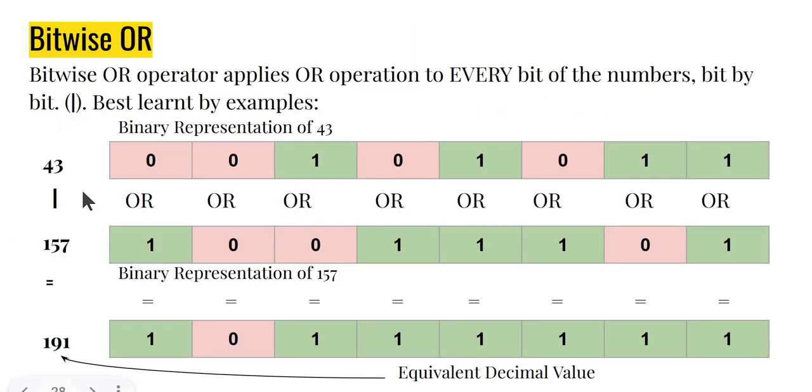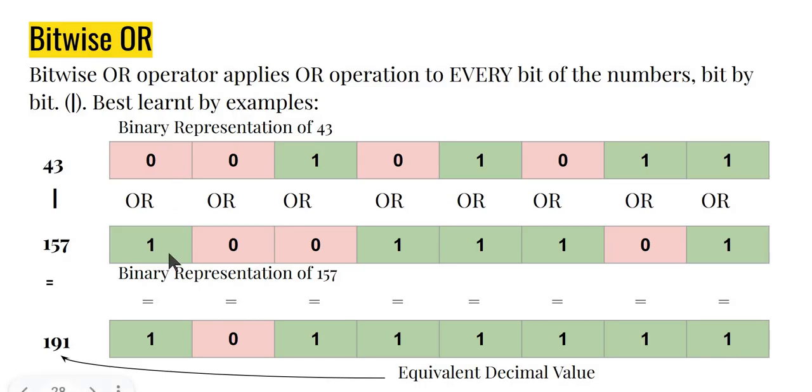Once again, let's look at an example because examples make it much clearer. We will do a bitwise OR between 43 and 157. The symbol is this pipe operator. Remember, 43 is 00101011 and 157 is 10011101. Now, first we look at the binary representation of 43 and 157.